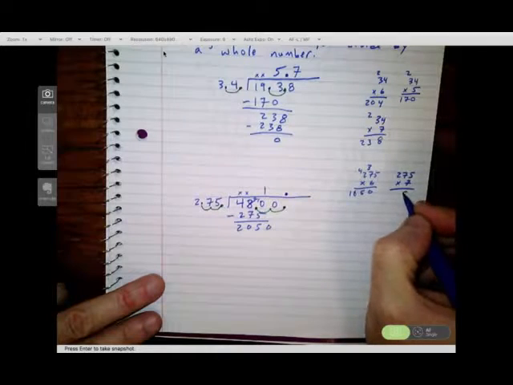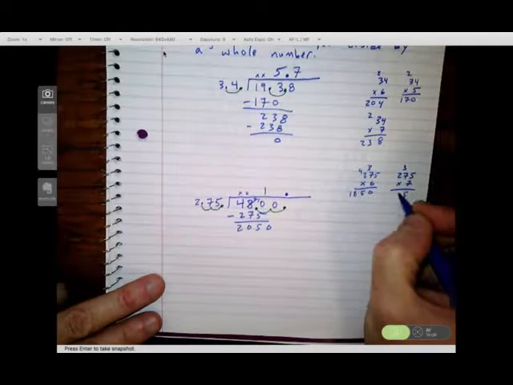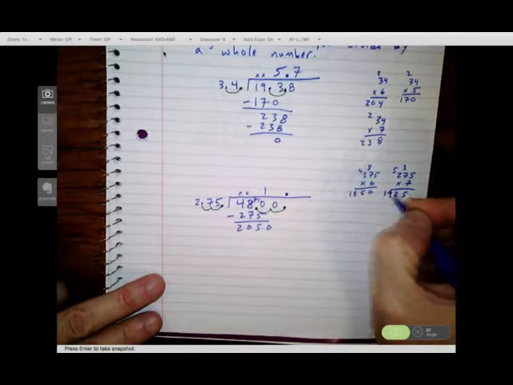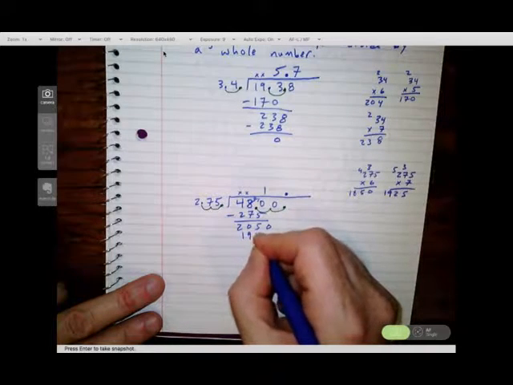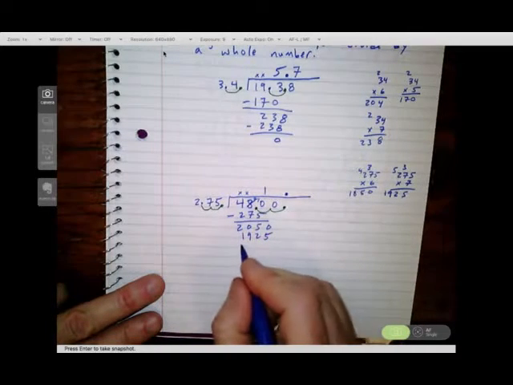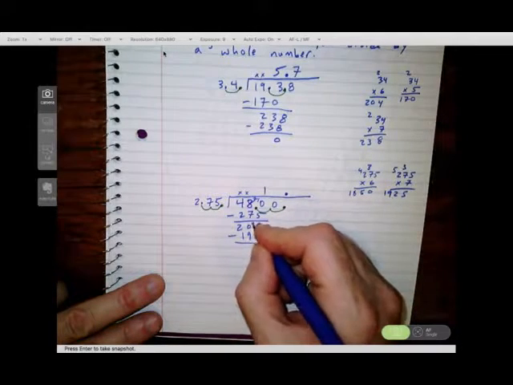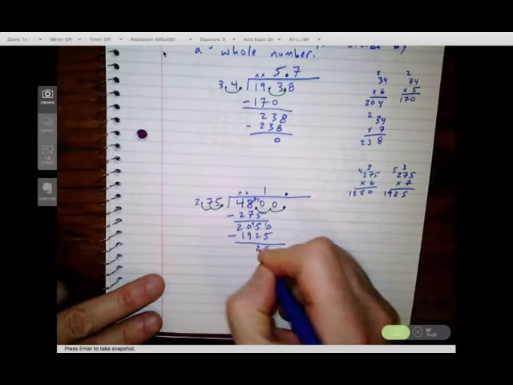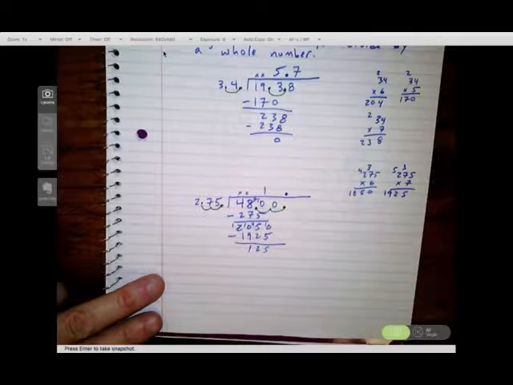275 times 7, 5. 7 times 7 is 49 plus 3 is 52. 7 times 2 is 14, plus 5 is 19, so 1,925. So that's going to work. Okay, I'll take away. Got to do some regrouping here. 10 minus 5 is 5. These are going to take a little while. 4 minus 2 is 2. And 10 minus 9 is 1.